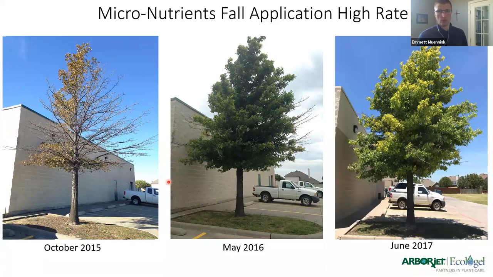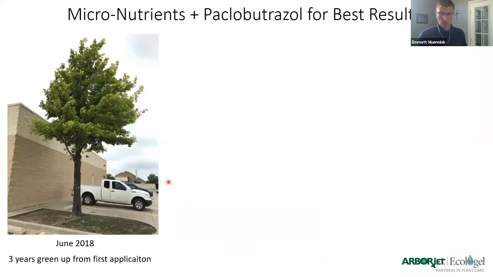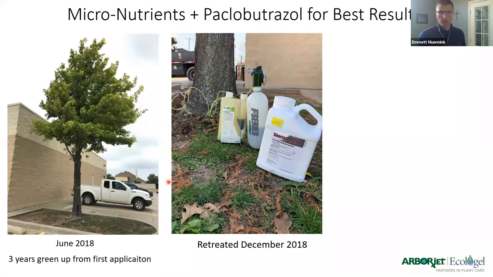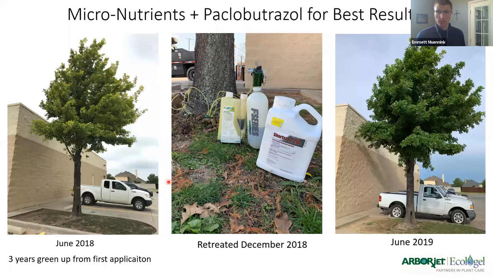That's what it looked like in June of '17. Here it is in June of '18. So I treated it in '15, and I got green growth in '16, '17, and '18. So 3 years of green up from that one application. In the fall of '18, because it was reverting back to its chlorotic state, I treated it again with MinJet FE with the high rate and then with Shortstop 2SC, the growth regulator that I mentioned earlier. And that's what it was looking like in June of 2019.